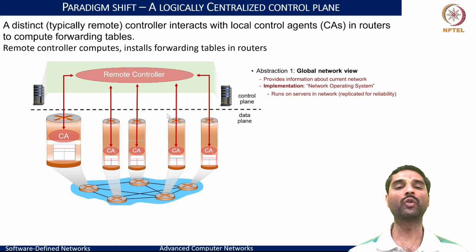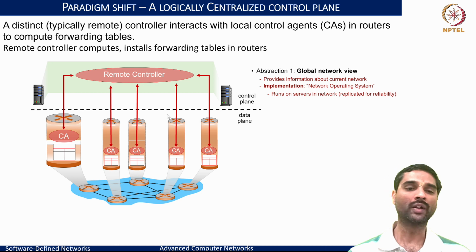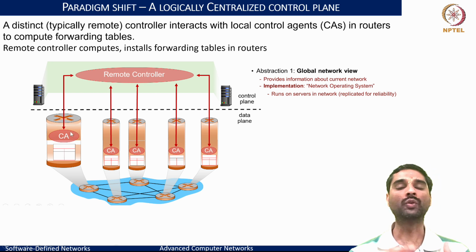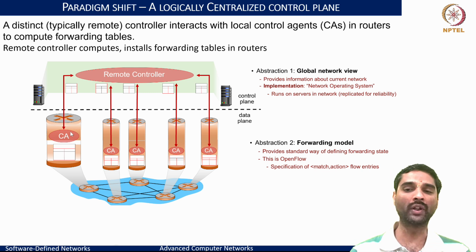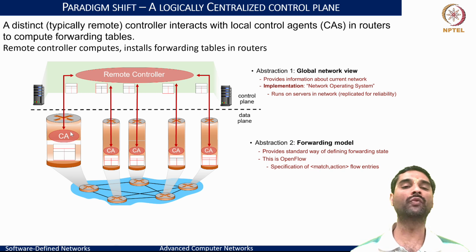At this point, if we have to plumb the forwarding table information back, we need a mechanism to put the information that is derived at the remote controller to be updated at each of the routers. For that, we use these control agents, or controller agents, to which the remote controller can communicate and ensure that it can push the corresponding forwarding table. So when we want to build this communication, we want to build a generalized forwarding model. That is exactly our abstraction 2.